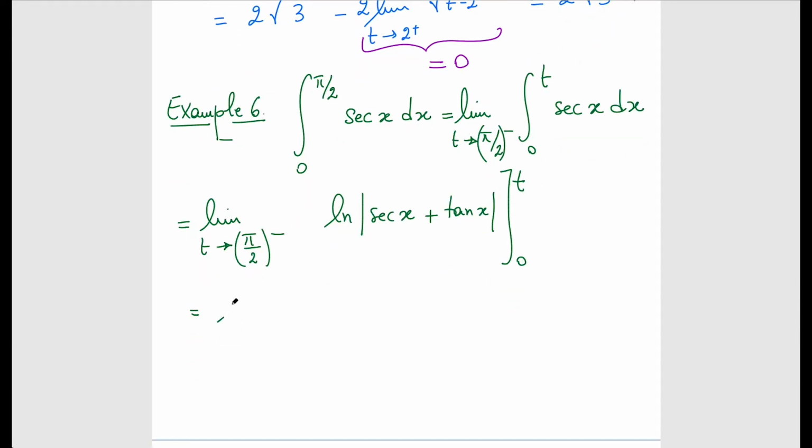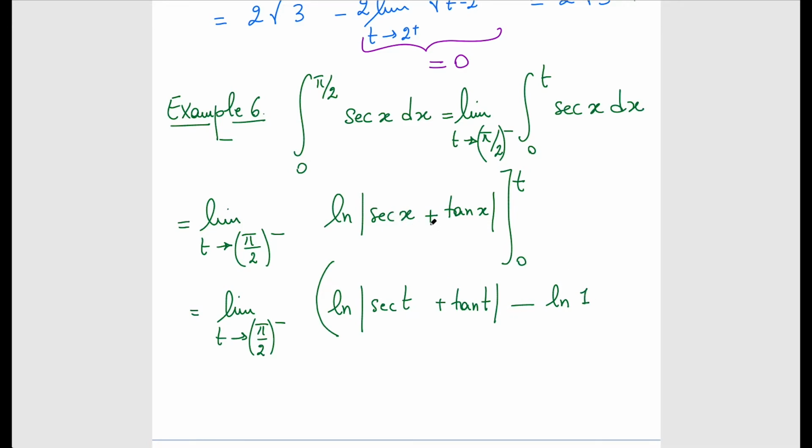What do we obtain? So limit as t goes to pi over 2 from the left, ln of secant of t plus tangent of t, minus ln of secant of 0. What's secant of 0? Is 1, right? Because it's 1 divided by cosine of 0, which is 1, plus tangent of 0, which is 0. So ln of 1. And ln of 1 is how much? ln of 1 is 0, right? So this is a nice entity. How about the rest?